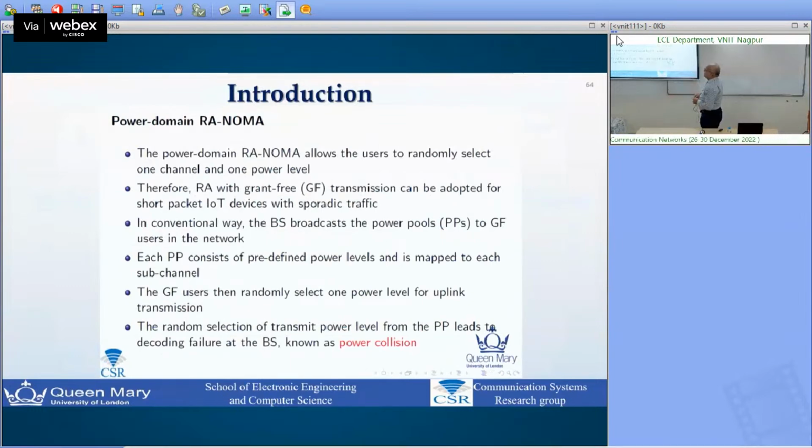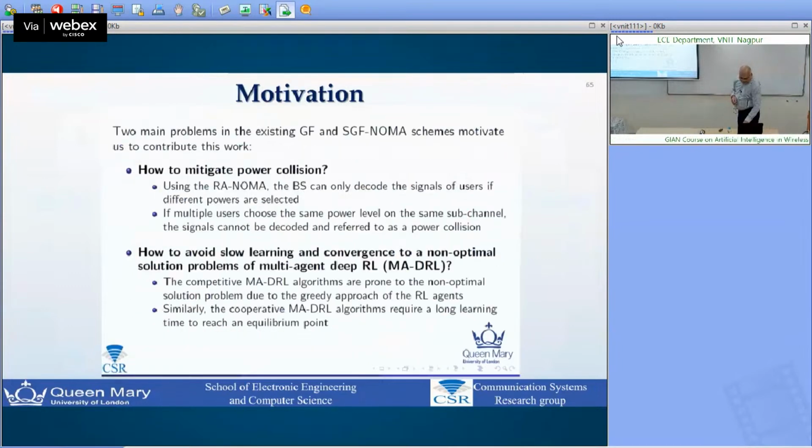random access grant free transmission for short packet IoT devices, like we did earlier. We are going to have a power pool for the grant free users that we did earlier. So now the question is, the main problem here is whether it is grant free or semi grant free. How are we going to mitigate the power collision?